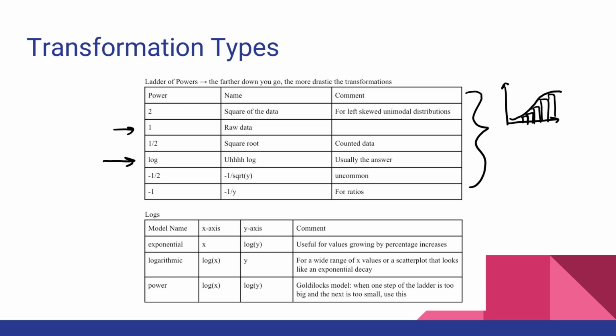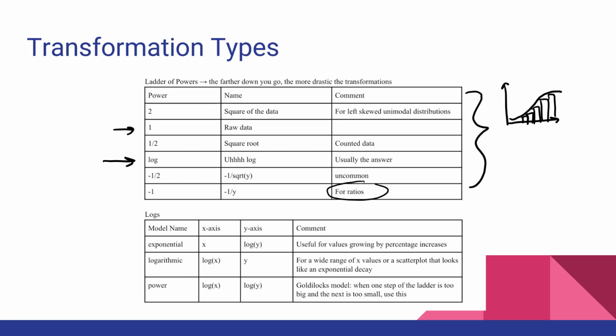The power of 1/2, so that is when we take the square root of the data, is used on counted data. So our log is used when we have some slight bend in the data, and then taking the negative reciprocal square root of the data is a more uncommon one. However, if you feel that log is not enough to make your data straight, then you can try this one. And then finally, taking the negative reciprocal of your data is used the most for when you have ratios.